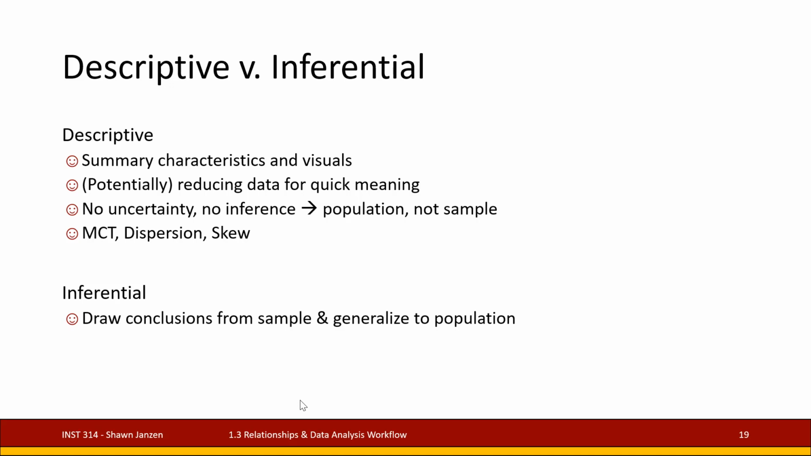We can do descriptive statistics on samples, but in that case, we're not using the descriptive statistics as the point of inference. I'm not saying the mean of this vector of data here refers back to the population. That's where I need the inferential statistics. And types of descriptives include things like measures of central tendency, dispersion, and skew, which we'll be coming back to in our data refresher later.